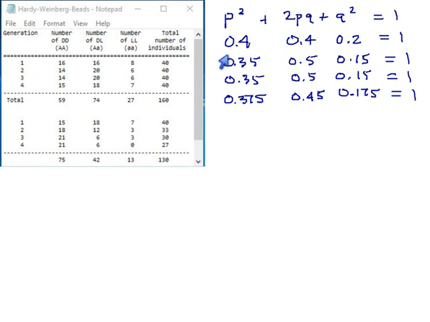However, I hope you notice that these numbers are pretty steady. I mean, 0.4, 0.35, 0.375, this isn't moving all that much. This one moves a little. This one doesn't move much at all. So you can probably imagine if I had done this with 100 or 1,000 beads, these numbers would be very close to the same one generation after another.